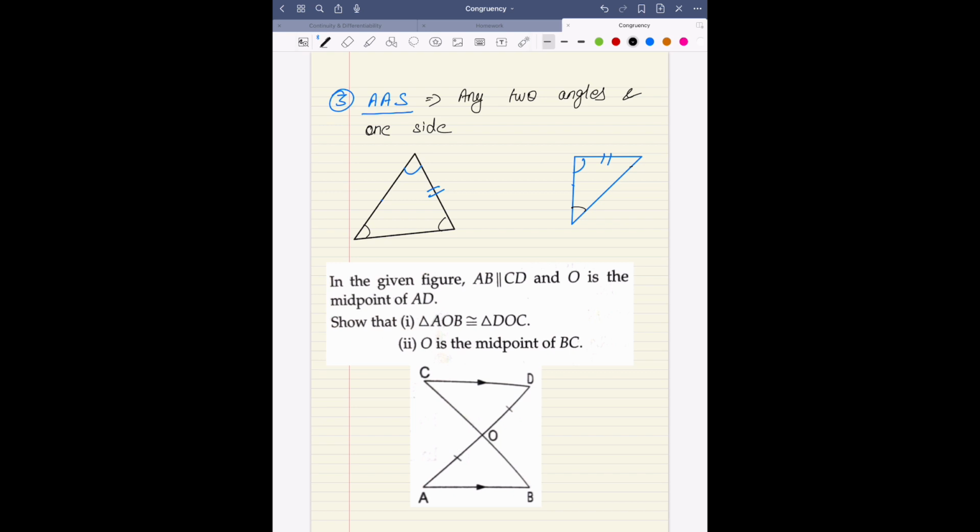Let's have a look at this question. So it says in the given figure, AB is parallel to CD. Okay, these two are parallel. You can see by the arrows. O is the midpoint of AD. Okay, meaning AO and OD are equal. Show that AOB is congruent to DOC. Let me highlight this again for you. The two triangles in question are this. Okay, so let me highlight this. Another one is this one.